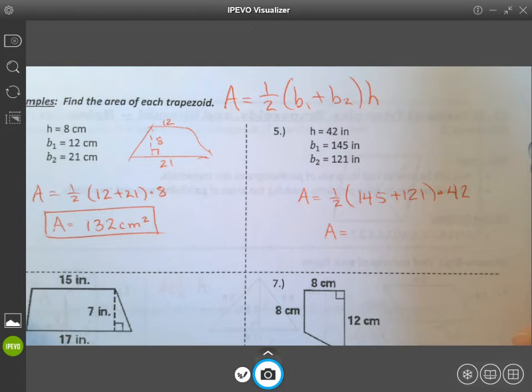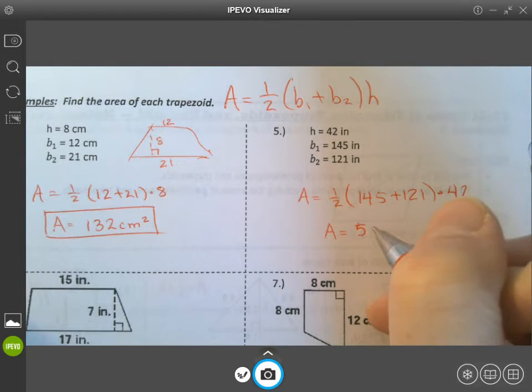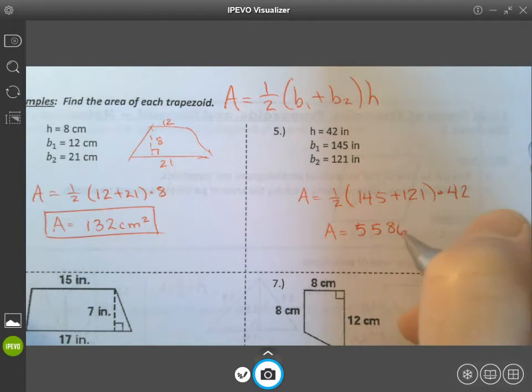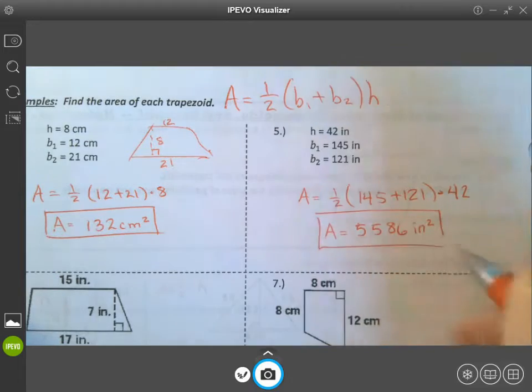See, all you have to do is use the calculator that's out in front of you. What'd you get? Should be like 5,586. 5,586. Yeah, and then we would label it inches squared.